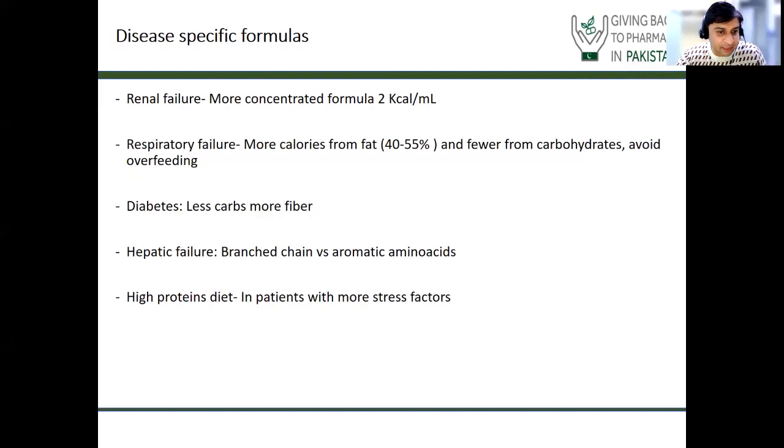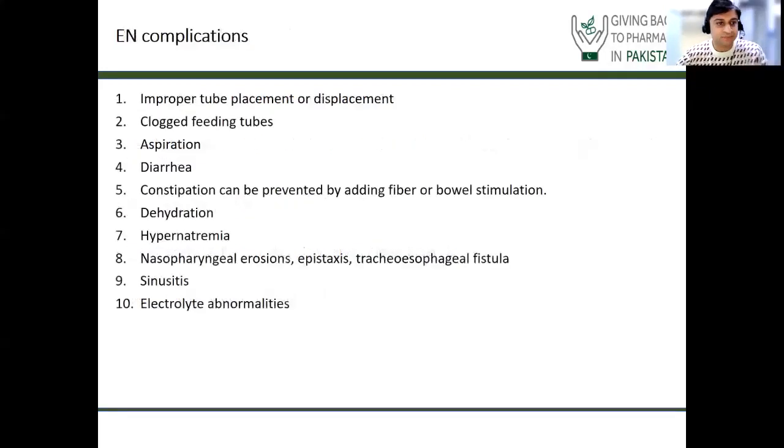Diabetics should be given fewer carbs and more fiber. Similarly, in hepatic failure, they should be given branched chain instead of aromatic amino acids. A high protein diet is given in patients with more stress factors, for example, patients who present with burns, or patients who have other risk factors for malnutrition. All those patients should be given a high protein diet.